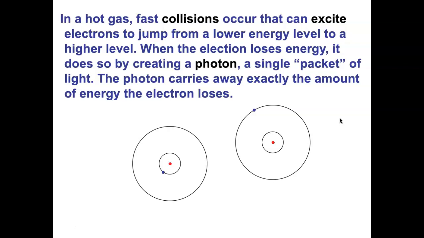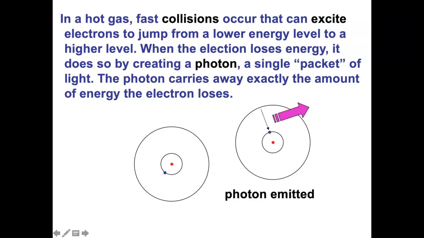But how does it do that? How does the electron lose energy? The energy can't just disappear. Energy doesn't just disappear from the universe. So in order for this electron to drop down into the lower energy level, it has to lose energy. How is it going to lose that energy? By emitting a photon. That electron shoots out a photon, and that photon carries away the energy that the electron lost. This is how the electron loses energy, by emitting light.